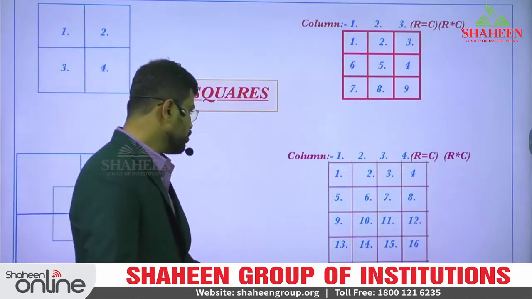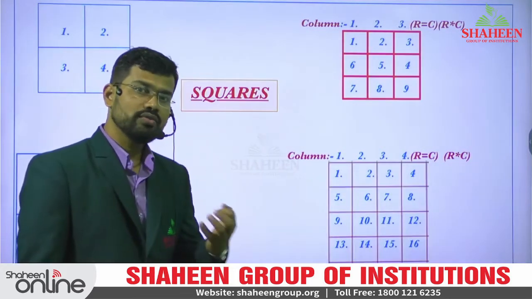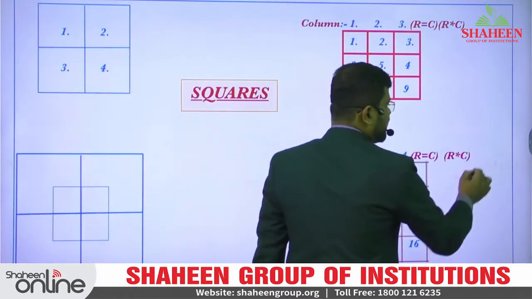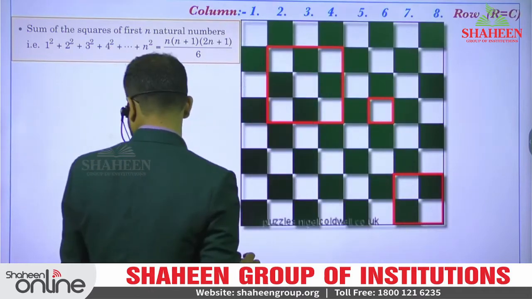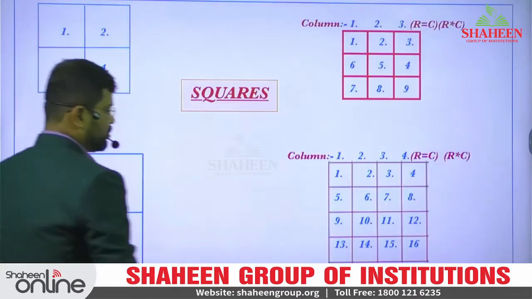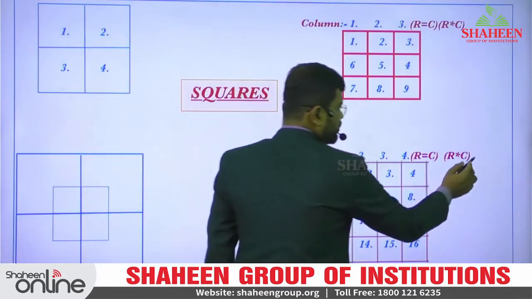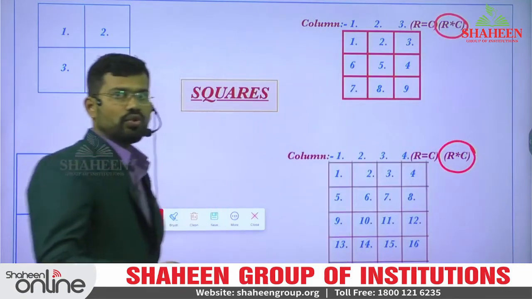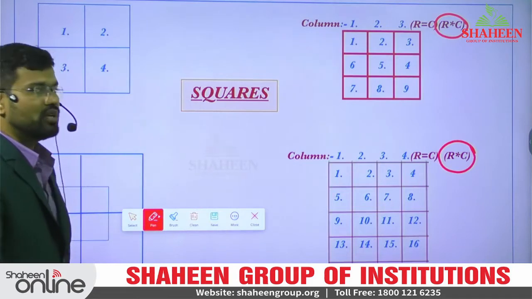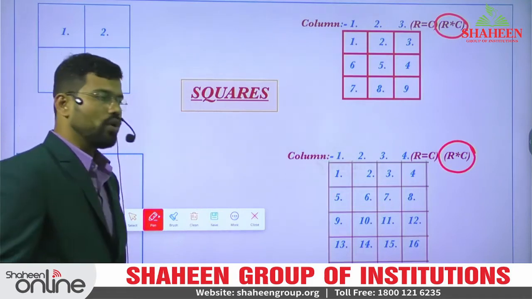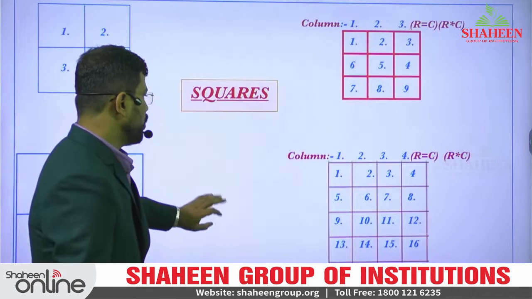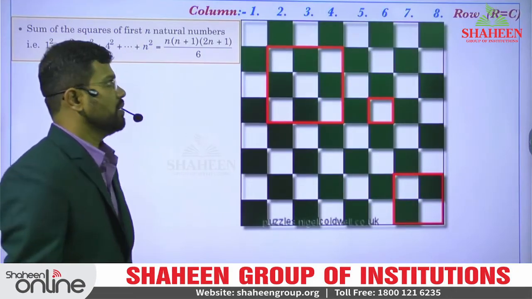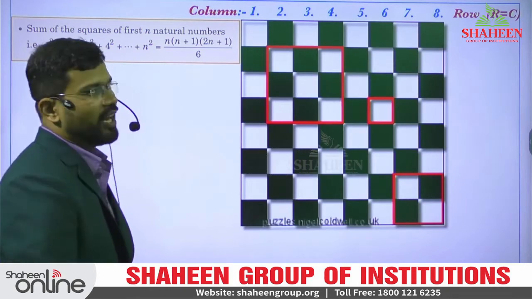Yes, fine. So we will see some other examples wherein r is not equal to c. In that also you just remember only this one thing. What is that? Row into column. Whether row is equal to column or row is not equal to column, we need to multiply row into column. Let us see another example here.